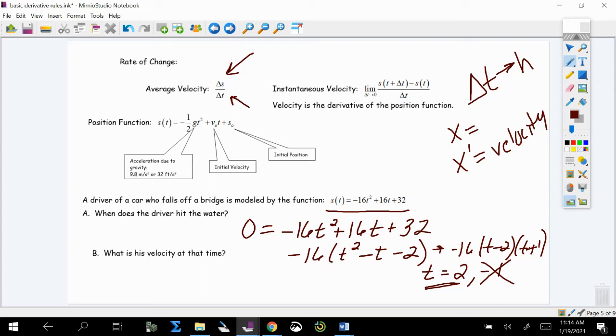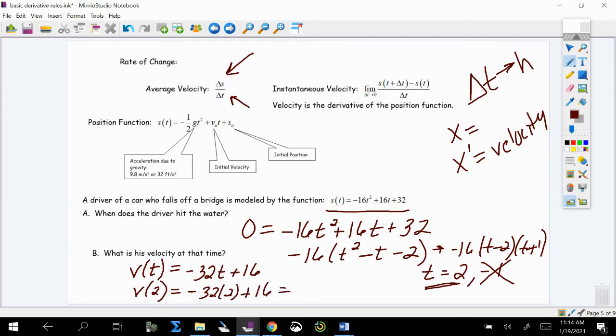Now that we know that it takes 2 seconds to hit the water, what is the velocity at that time? So what you're going to do is derive this position function. We're going to call it v of t, or velocity at time t. So the derivative: power out front, power 1 less. The derivative of 16t is just 16, and the derivative of 32 is 0. Now we can find the velocity at any time just by plugging that time in for t. So I want to know the velocity at 2.